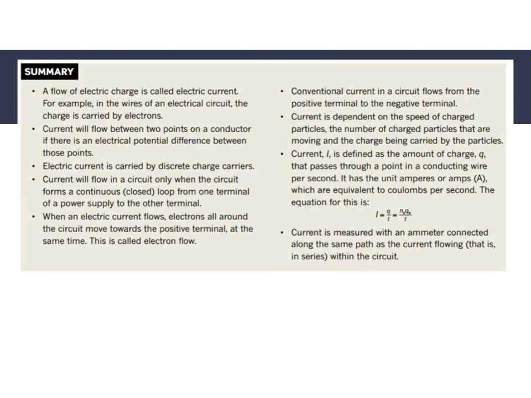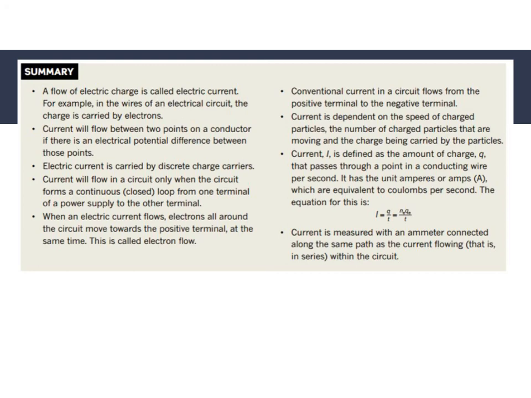So, what have we learnt? We've gone back and looked at what the flow of electric charge is and how we call that electric current. We've spoken about what an electric circuit is. One thing I forgot to mention with the electric circuit is that it needs something to push it. It needs a force, a potential difference. I don't know if I mentioned that in those slides. Current will flow between 2 points of a conductor if there's an electric potential difference between those points.